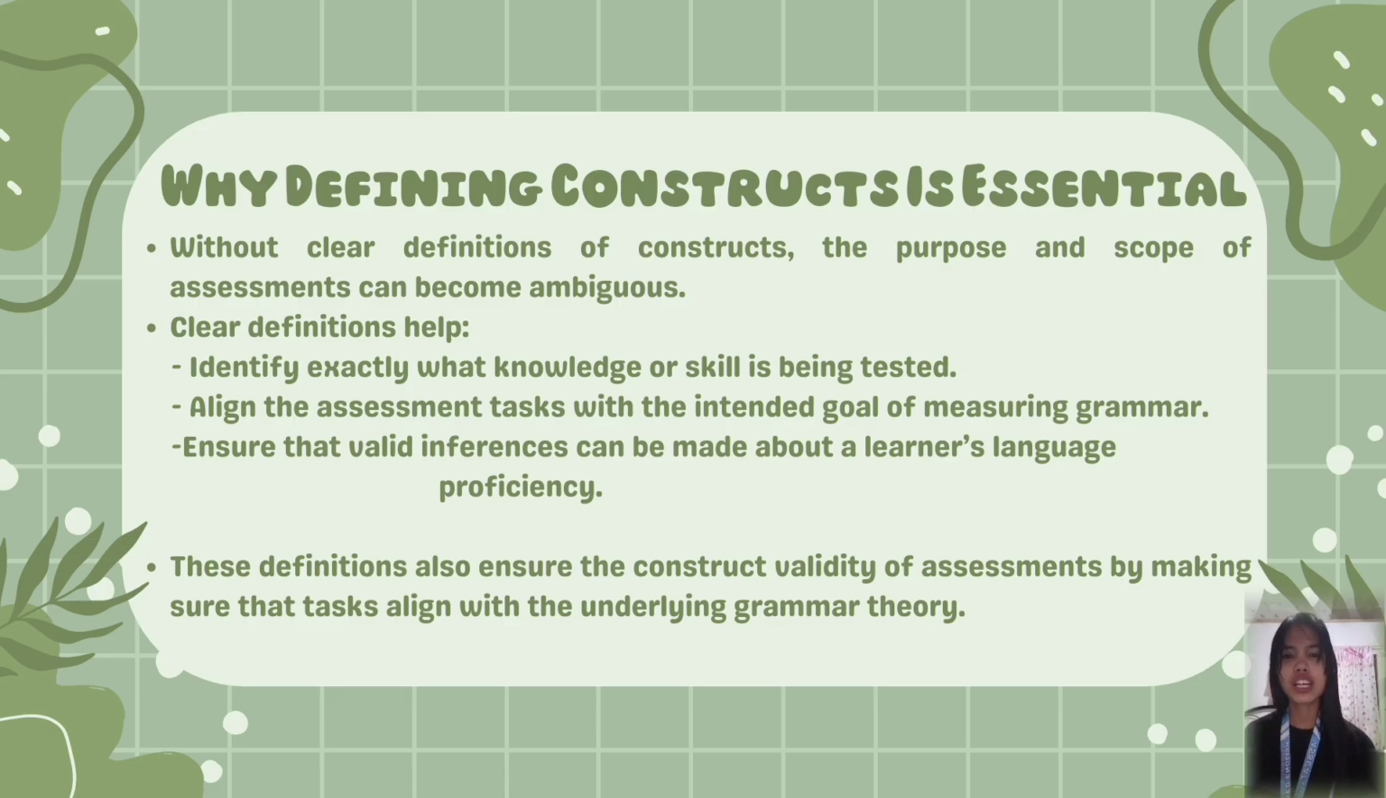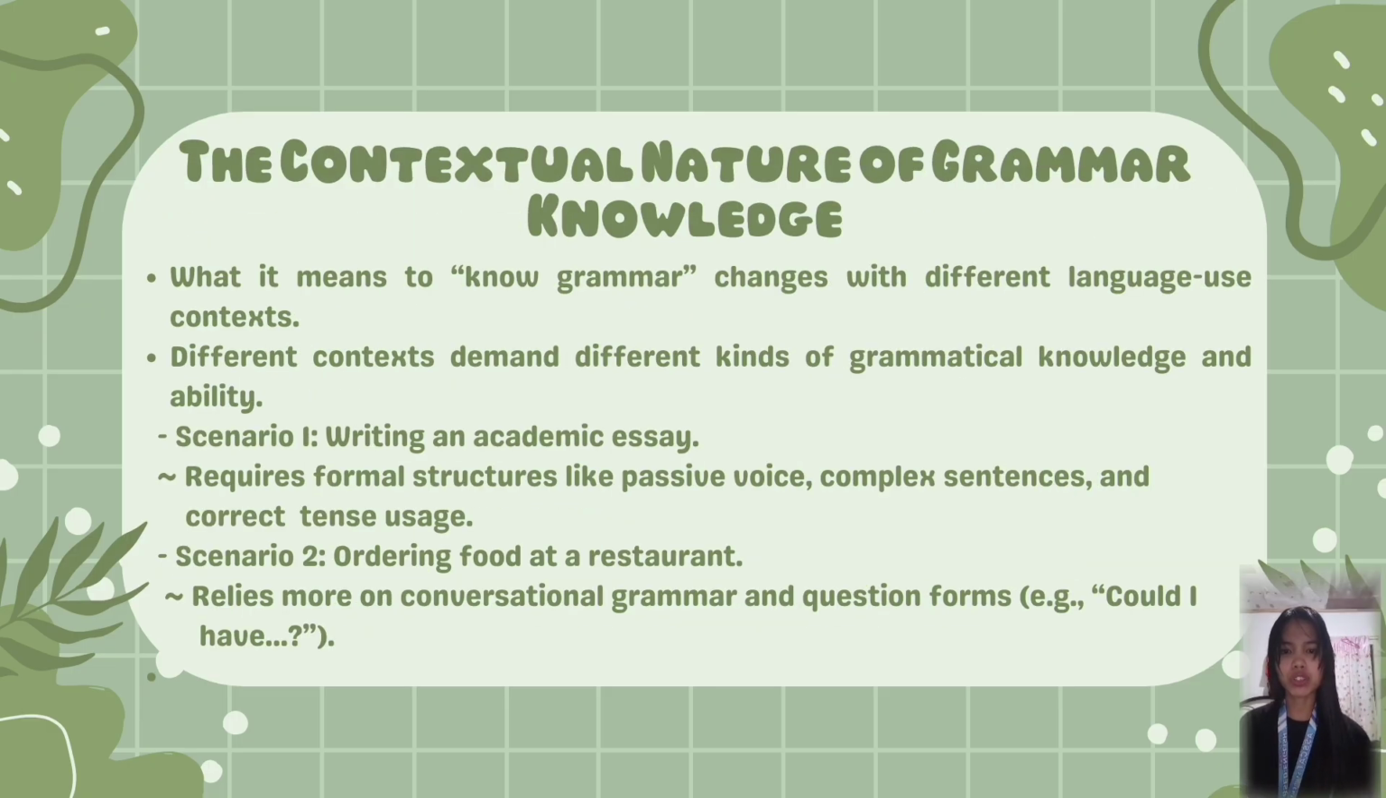For example, if you only ask students to fill in blanks with the correct verb tense, you're just testing grammatical knowledge, not ability or performance. The contextual nature of grammar knowledge. What it means to know grammar changes with different language use contexts. Different contexts demand different kinds of grammatical knowledge and ability.